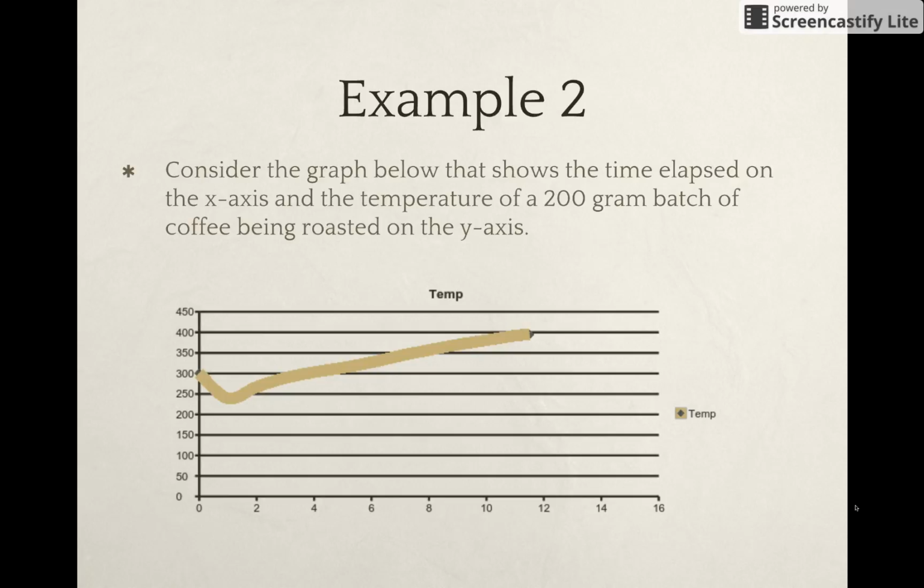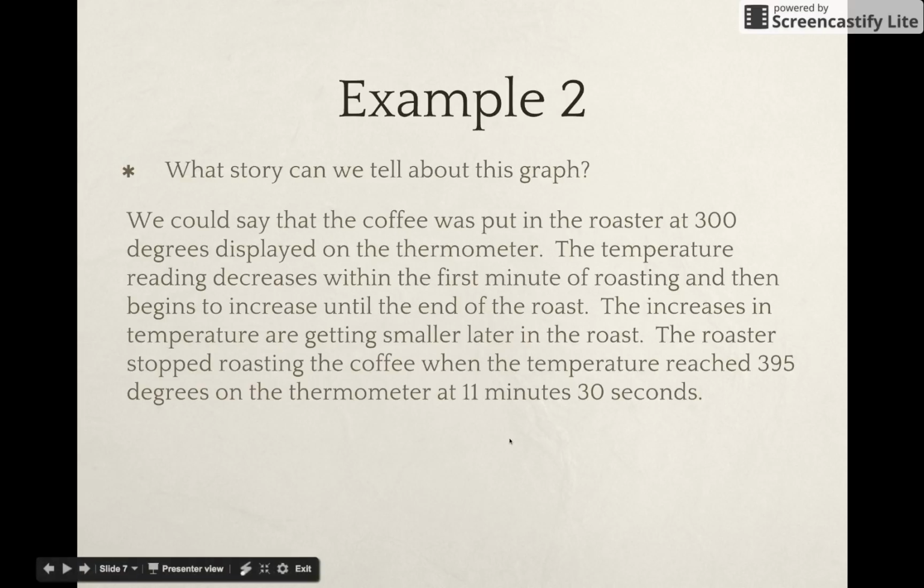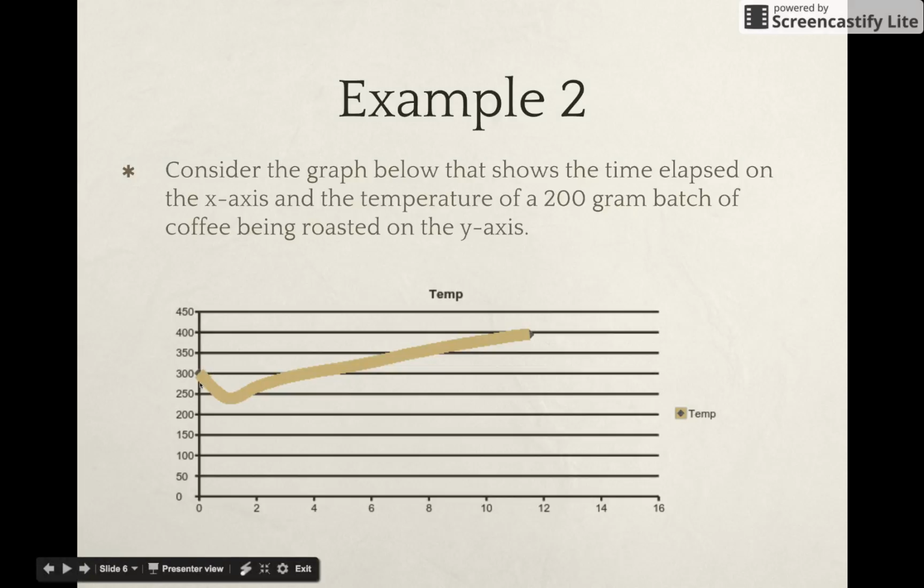So another example: this graph shows the time elapsed on the x-axis and the temperature of a 200-gram batch of coffee being roasted on the y-axis. And so we might try to tell this coffee roasting story. When we look at the graph, we can see that 300 degrees was the original temperature when the roast began. I'll go back and we can look at that at 300 degrees. That's when we put the coffee in.